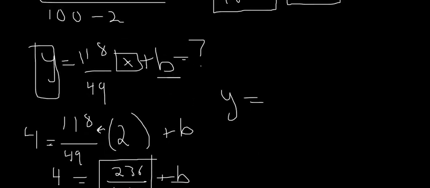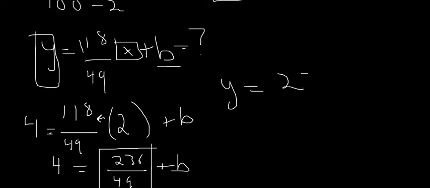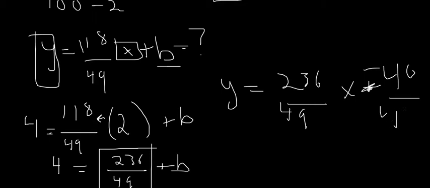So y equals 118 over 49 x minus 40 over 49, right? And that's how you come up with the equation of a line.